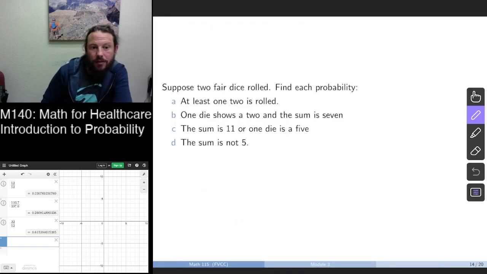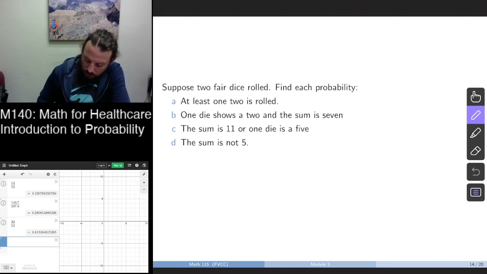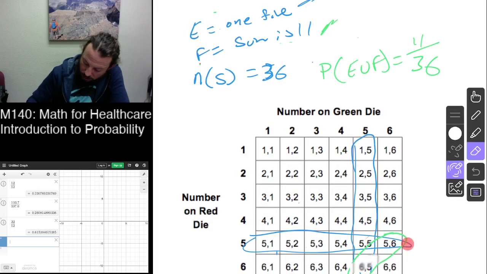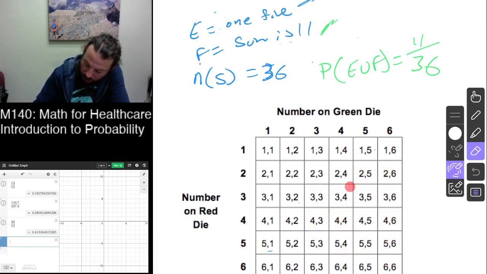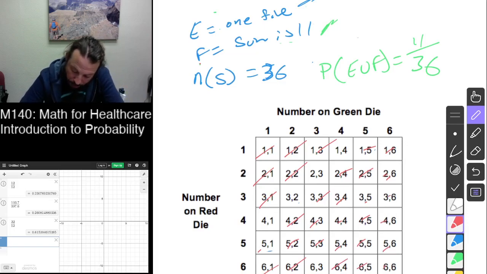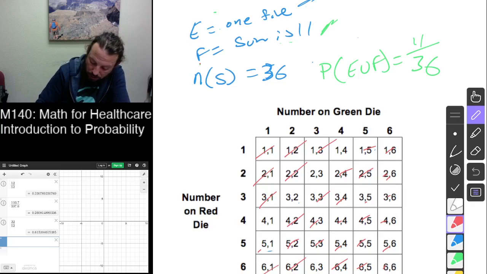The sum is not 5. Well, we could go back to our sample space and find all the sums that are not 5. When I start doing this, I realize I'm going to cross everything out besides that. So that's going to be 36 minus the 1, 2, 3, 4 that are in there. So 32.